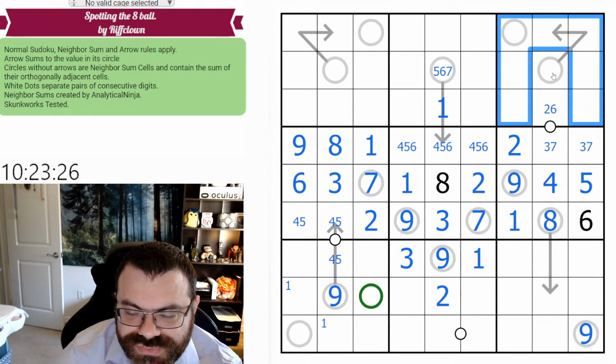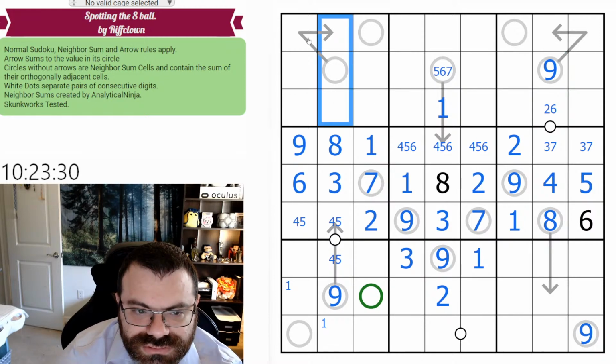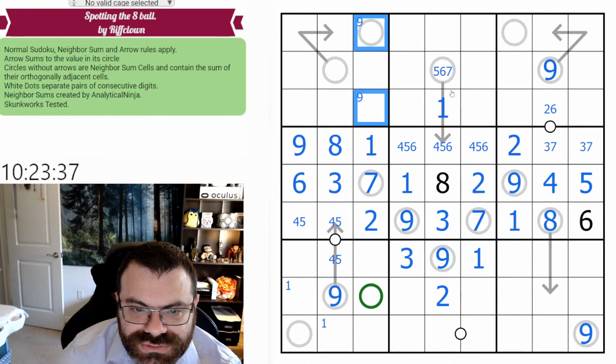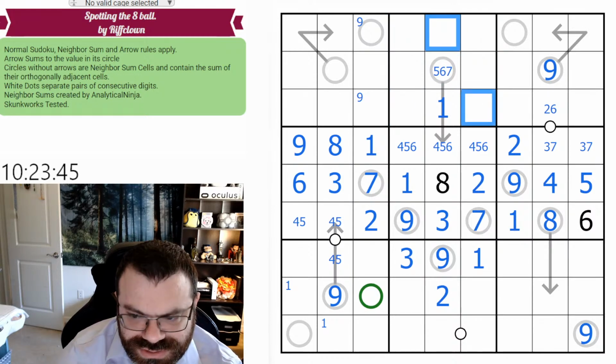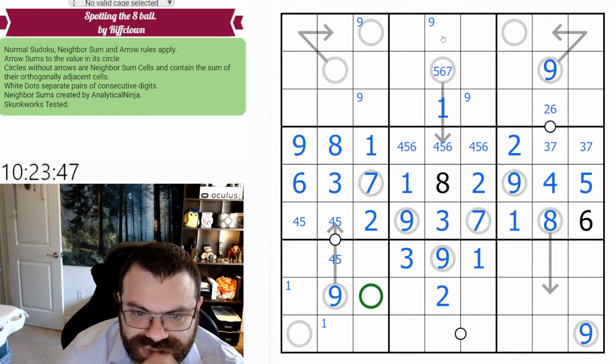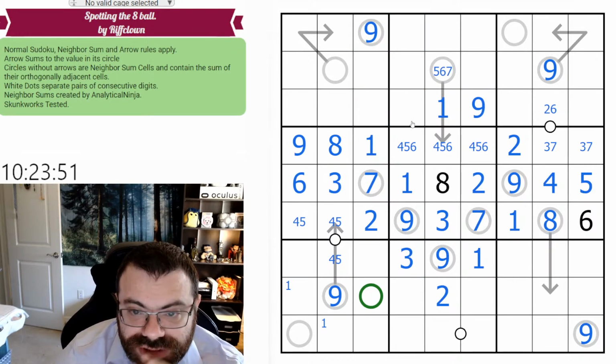9 in box 3 now is here. I guess 9's one of these 2. One of these 2? Oh no, not here. This 9 sees up. So 9 is placed here and here.